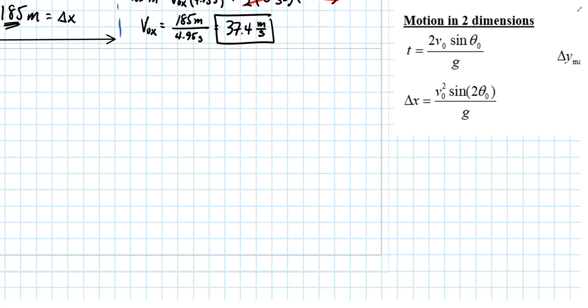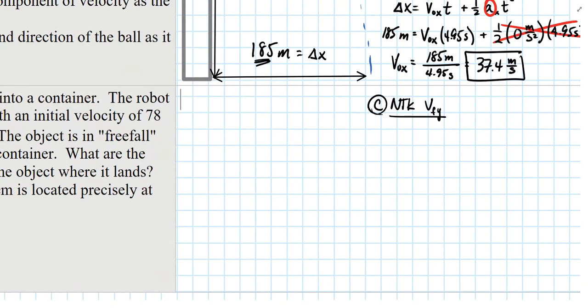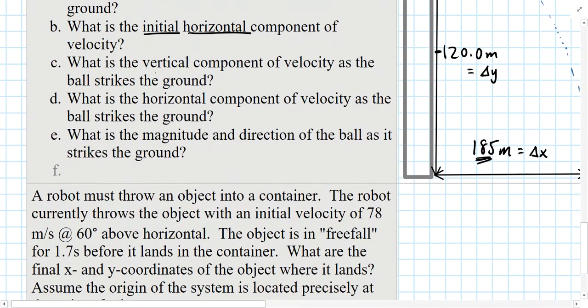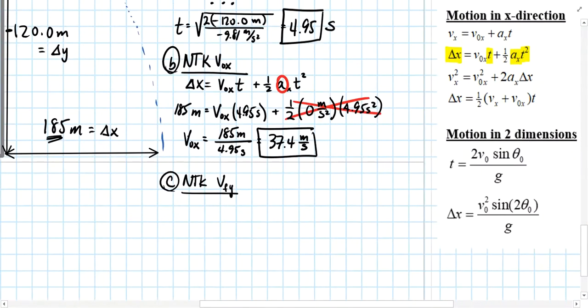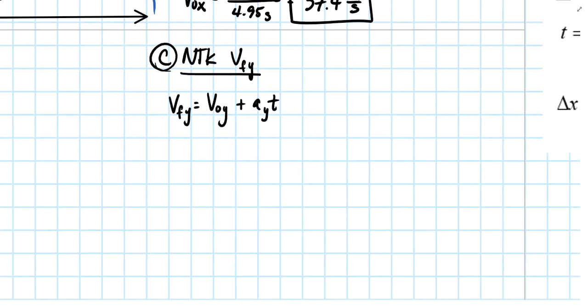I'm running out of room, but I'll just continue to move here and I'll rearrange these later. Part C. Now in Part C, we need to know the velocity in the final moments in the y direction. So what is the vertical component of velocity as the ball strikes the ground? So how fast is this moving downward when the object first hits the ground? So that's our final velocity in the y direction.